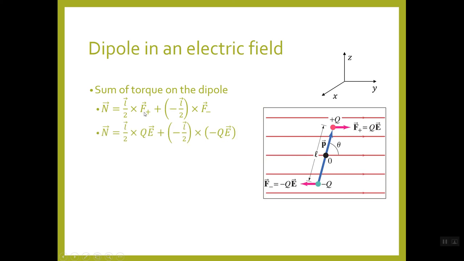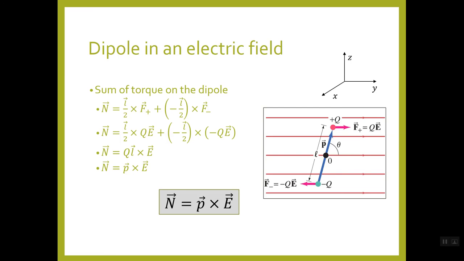I plug in what F plus and F minus are. I have two minuses in the second term, so I can add these up to get QL cross E. QL is just the dipole moment, L being the distance between the charges. So QL is the dipole moment of this particular dipole, and the torque is equal to the dipole moment crossed with the electric field.